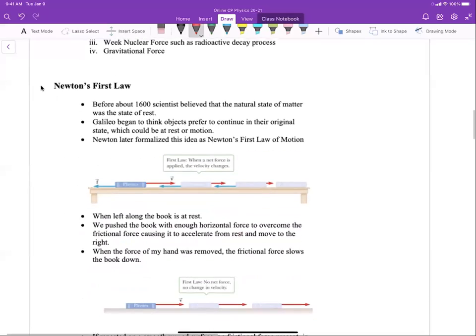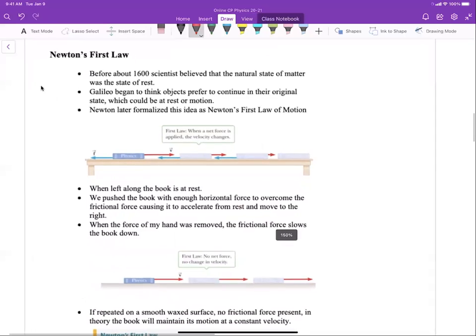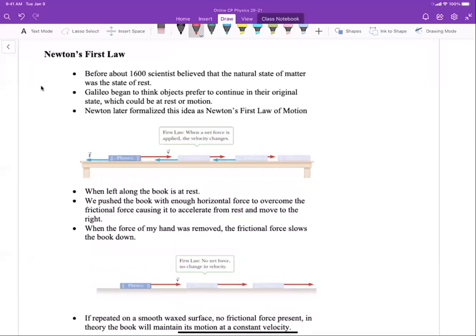Okay. All right. Now we're into first law. So now we know that there's these forces that exist all around us, and they can be a contact force or a field force. Okay. Newton's first law. So originally, scientists believed that the natural state of matter was to be at rest. So everything that existed, objects, particles, wanted to be at a state of rest.